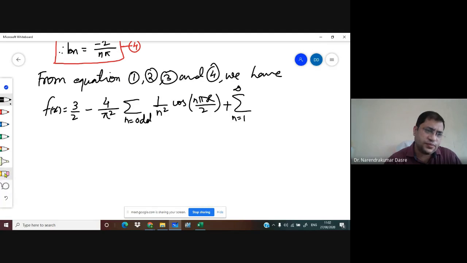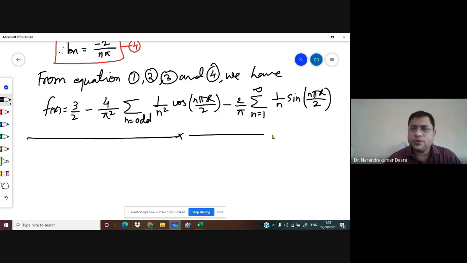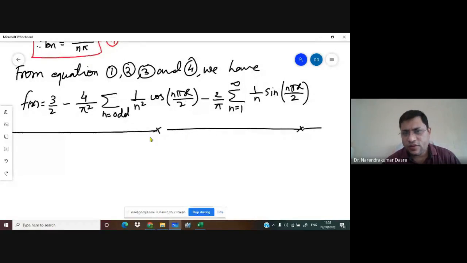Bn exists for all the terms. Okay. So we can have, this is minus 2 upon pi summation n running from 1 to infinity 1 upon n, and you will be having sine of n pi x by 2. So this way we are able to get the Fourier series for the function in the interval minus 2 to 2.